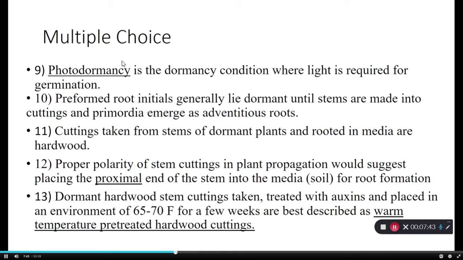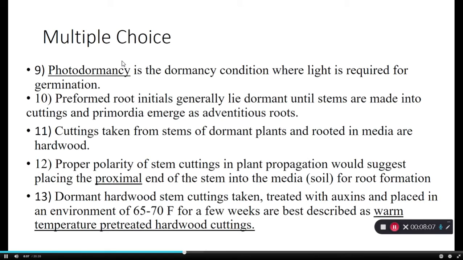Number 11, cuttings taken from stems of dormant plants and rooted in media are hardwood. What's key there is dormant plants. Number 12, proper polarity of stem cuttings in plant propagation would suggest placing the proximal end of the stem into the media for root formation.